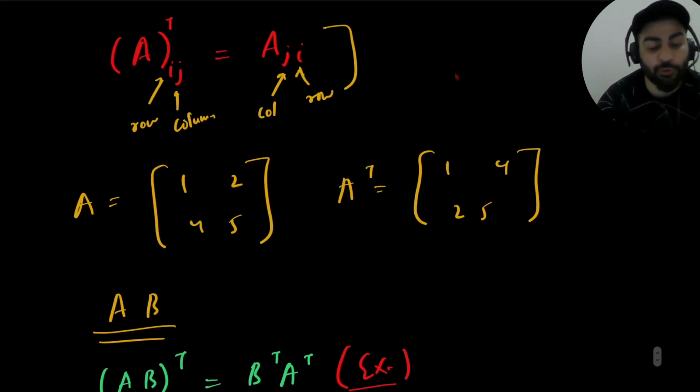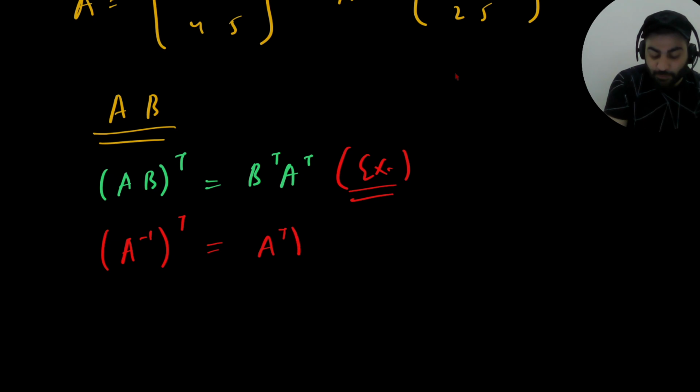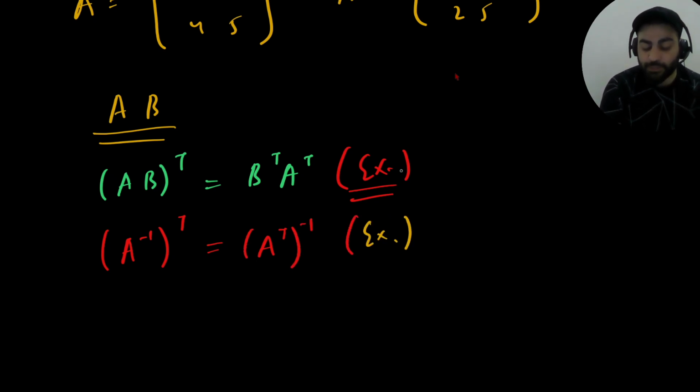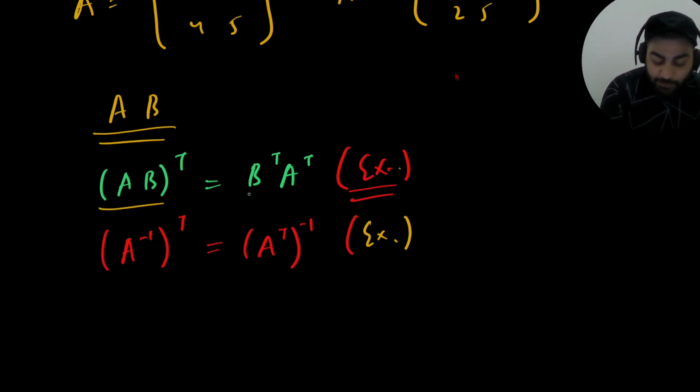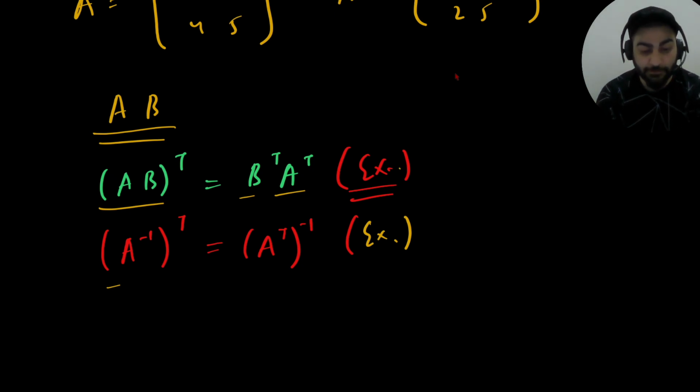And the other thing is, now you know how to compute the inverses. So if you have an A inverse and you transpose it, again a property is that you can first transpose and then compute the inverse. This is again left as an exercise for you to prove. So these are the properties: (AB) transpose is equal to B transpose A transpose, and for A inverse transpose, you can take the transpose of the matrix first and then invert the matrix.